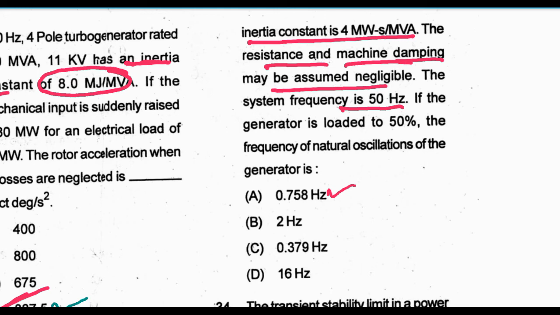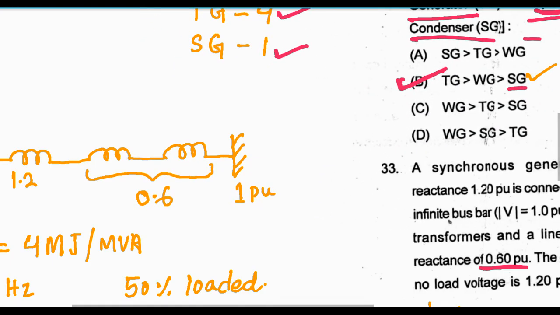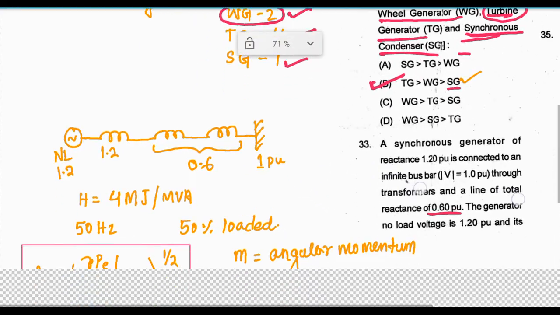Another thing is the generator is loaded to 50%, and what is asked? The frequency of natural oscillation of the generator is asked. So I have listed down the given data here. I have noted it down here.